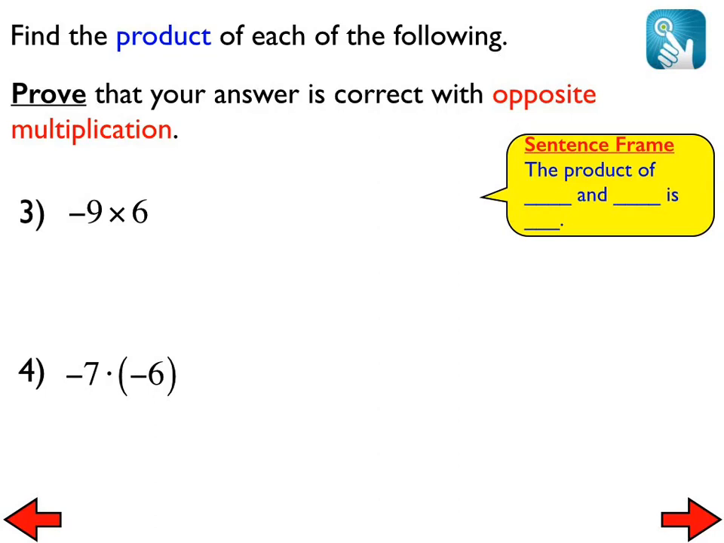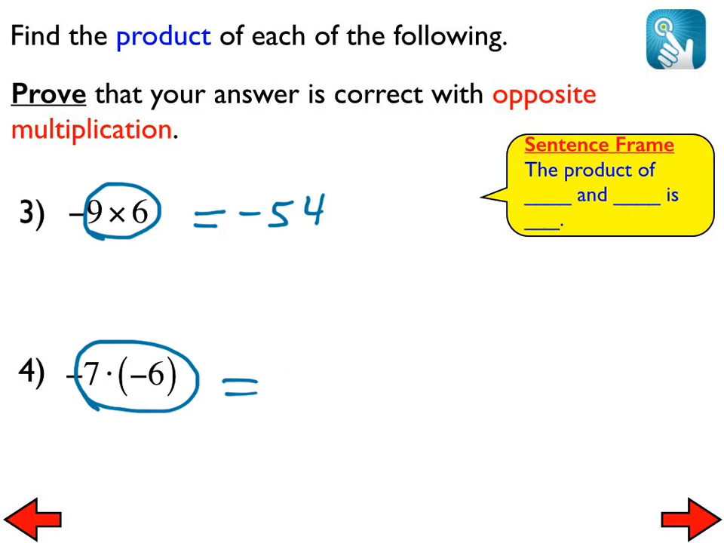In both of these, you were supposed to use the idea of opposite multiplication. So, number 3, the product of negative 9 and 6 is negative 54. And the reason is because we're finding the opposite of that times that. 9 times 6 is 54. The opposite of 54 is negative 54. In number 4, the product of negative 7 and negative 6 is 42. The reason is because we're finding the opposite of 7 times negative 6. 7 times negative 6 is negative 42. The opposite of negative 42 is positive 42.